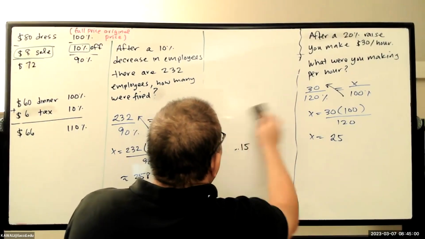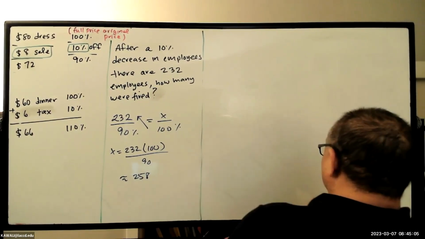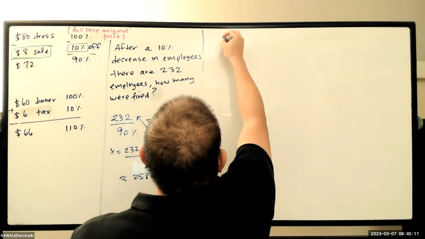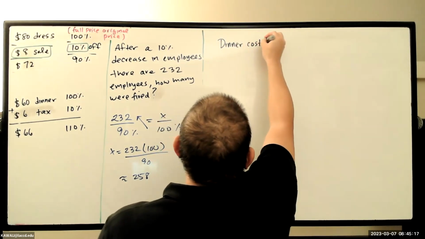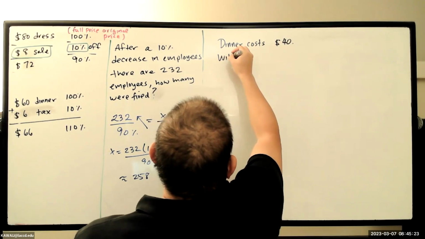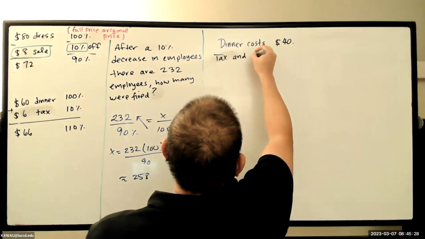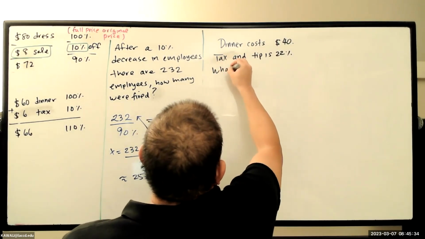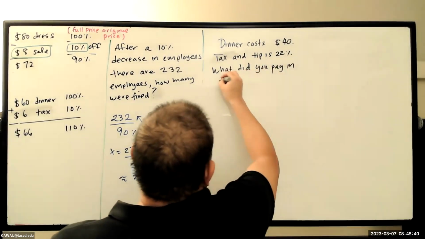Now, after I gave you this a whole bunch of difficult ways, let's go back to see if we can do the more straightforward way. Okay. Dinner costs $40. Tax and tip is 22%. What did you pay in total?